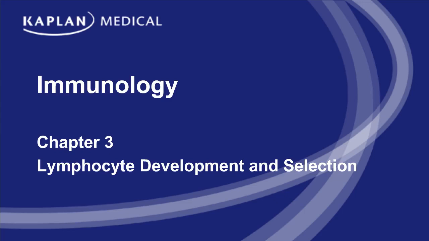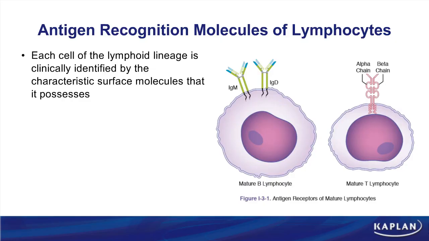In Chapter 3, we are going to cover how the immune system develops and how the cells are selected so that they can participate in an active immune response. The first thing we're going to take a look at are the different receptors on the surface of B cells and T cells. Each of the lymphoid lineage cells are identified by different cell surface markers.